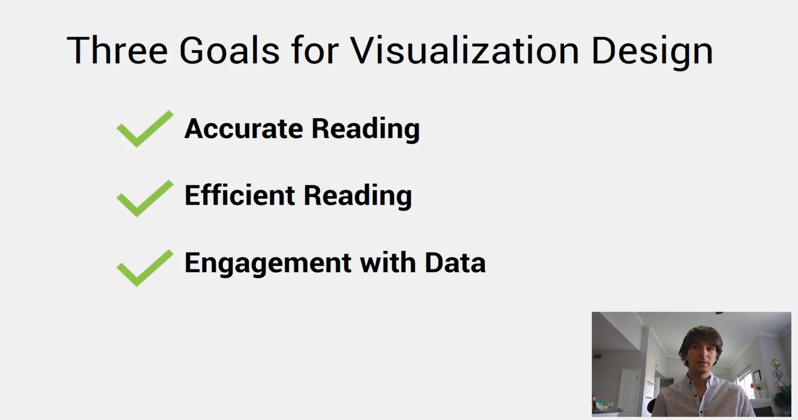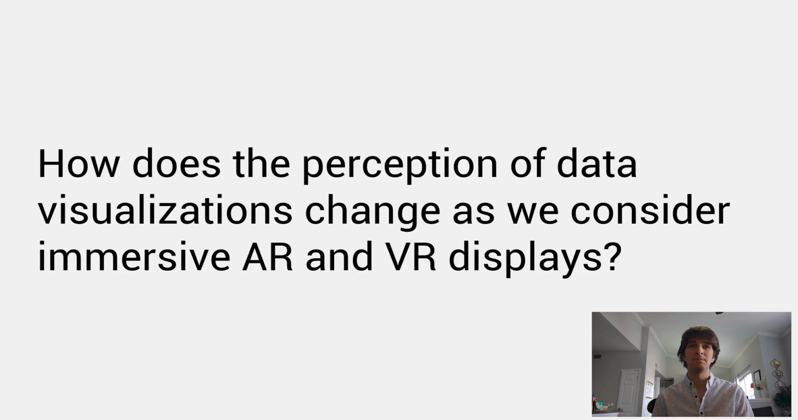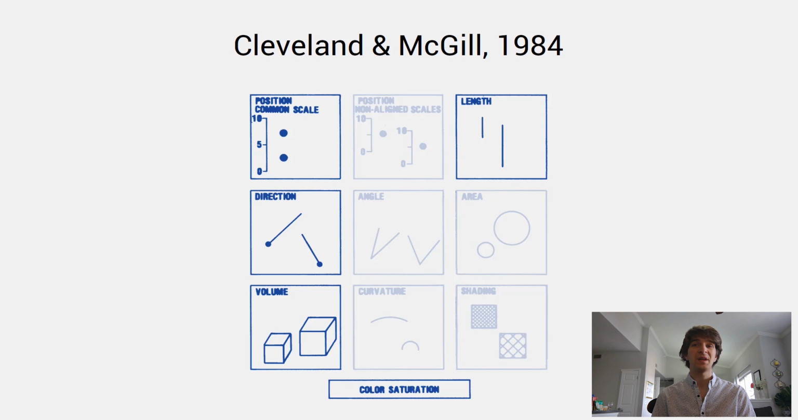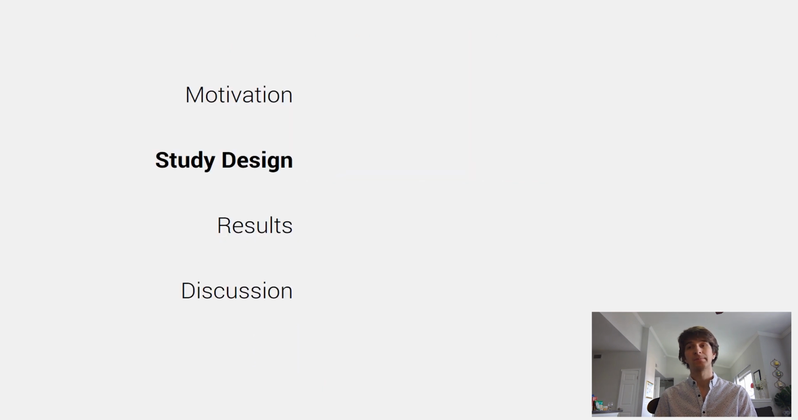And again, while this has been studied quite a bit for 2D displays, relatively little work has explored graphical perception in immersive AR and VR displays. So with our work, we wanted to see how does the perception of data visualizations change as we consider immersive AR and VR displays. And quickly revisiting Cleveland and McGill's work on graphical perception, we took a similar approach of exploring visual channels, considering 5 of the channels that they studied: position, length, direction, volume, and color, and how effective they are in immersive environments.